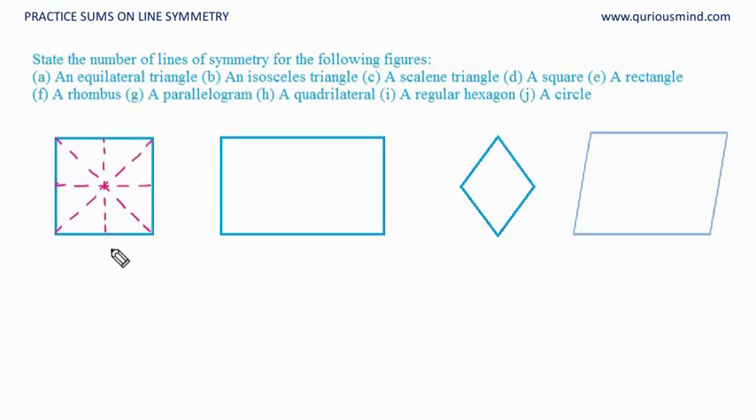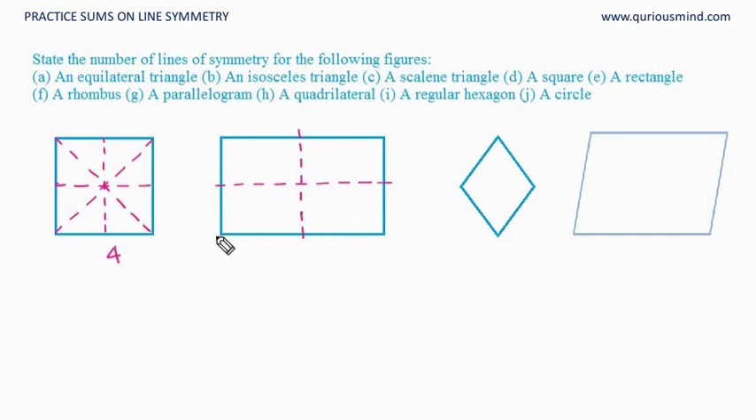So total we have four lines of symmetry. For rectangle, I have this horizontal line of symmetry here, which passes through the center of the opposite sides. Same way I have a vertical one, which passes through the center of these two opposite sides.